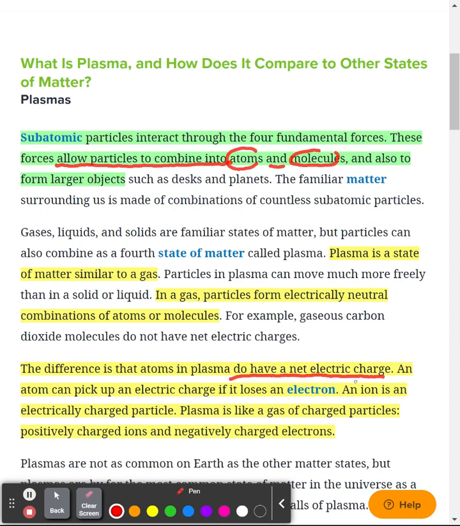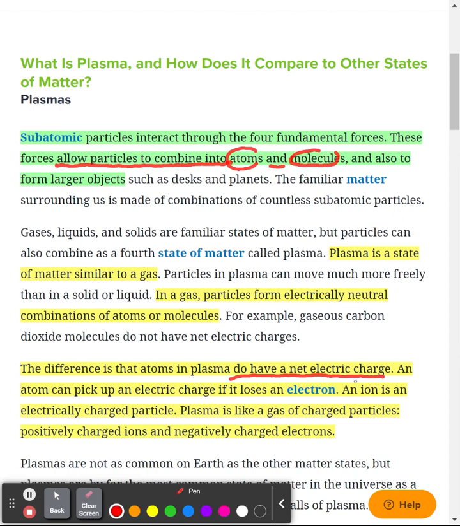An atom can pick up an electric charge if it loses an electron. Okay, we would call this an ion.